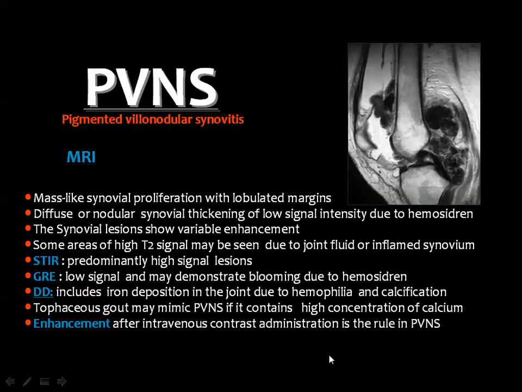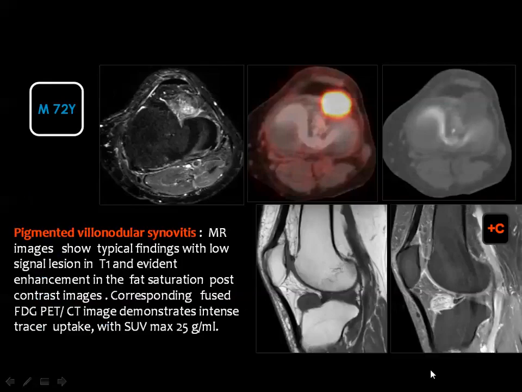And because of this hemosiderin, the differential diagnosis will include other conditions which are associated with iron deposition in the joint, like hemophilia, for example, and conditions which produce calcification near or in the joint, like pseudogout, for example, and the tophi of gout. But you remember that the gouty lesions do not enhance with contrast material, but the pigmented villonodular synovitis will show significant enhancement, as I mentioned.